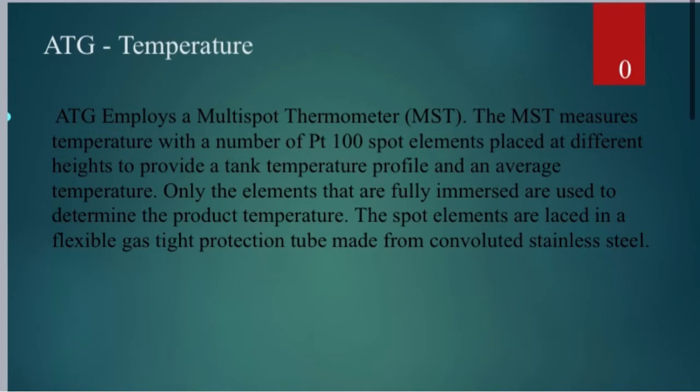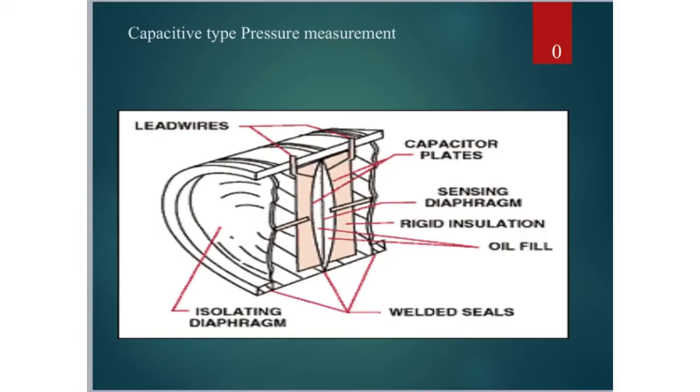ATG employs a multi-spot thermometer. The multi-spot thermometer measures temperature with a number of PT 100 spot elements placed at different heights to provide a tank temperature profile and an average temperature. Only the elements that are fully immersed are used to determine the product temperature. The spot elements are placed in a flexible gas-tight protection tube made from convoluted stainless steel.